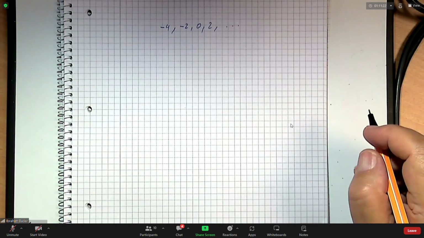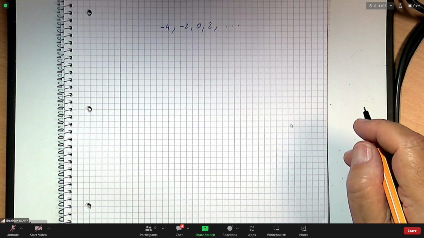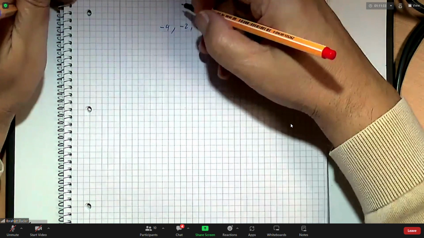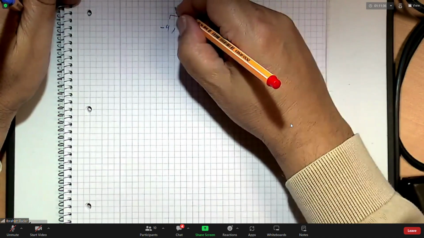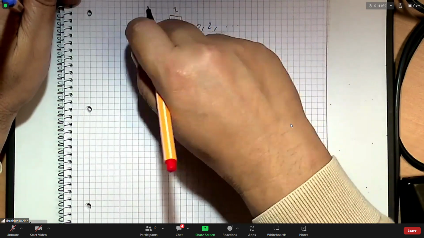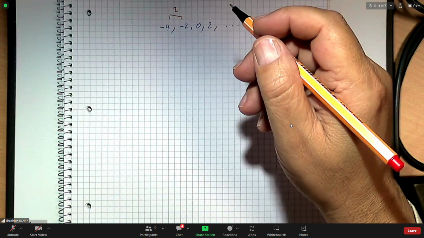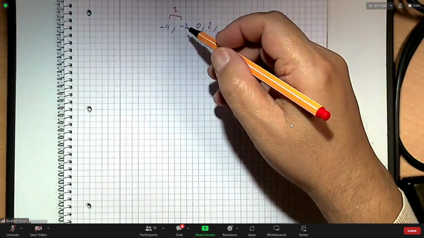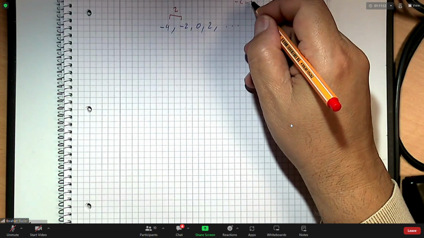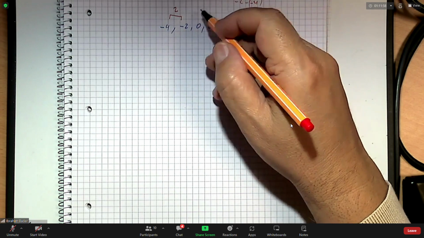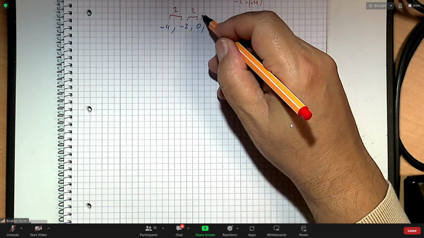Okay, first of all, is this sequence arithmetic or geometric? How would you decide? You compare the elements here. If you subtract this one from that one, you will get 2, right? Minus 2 minus minus 4, so it's 2. 0 minus minus 2, it's 2, okay? So here you get 2, here you get 2.